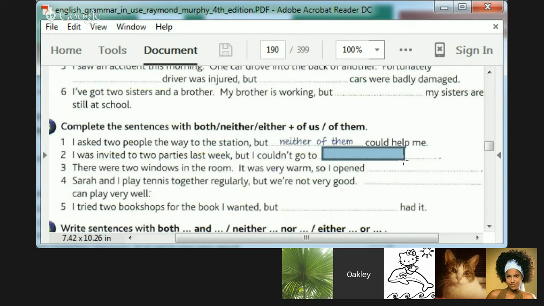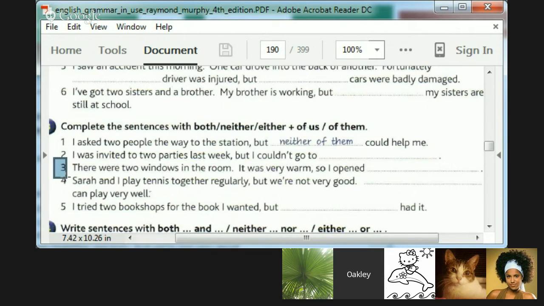It would be perfectly okay. You can also say, I couldn't go to either of them, to be more specific, I guess. Both would be correct. Either of them. Okay. The way you said it was actually correct, but you know the exercise is asking us to decide if we need of us or of them.